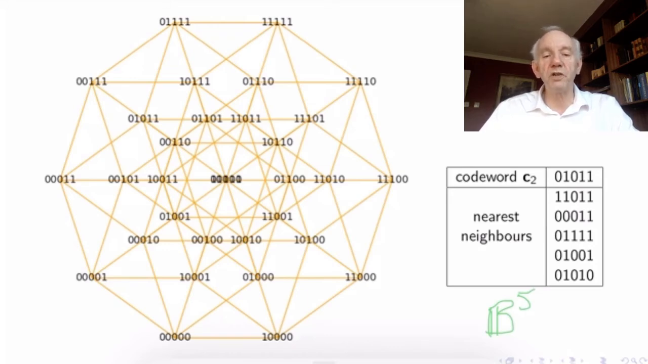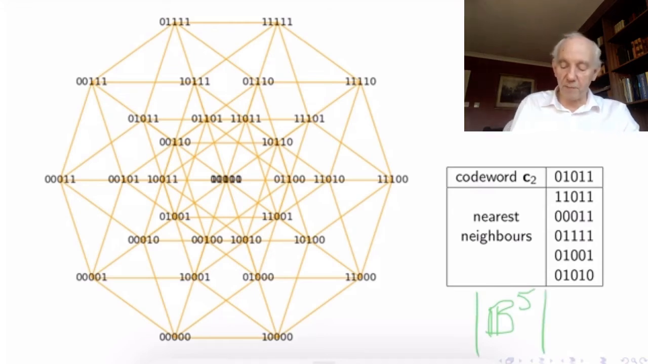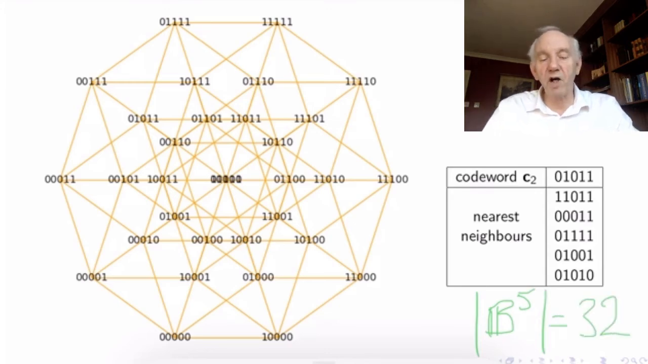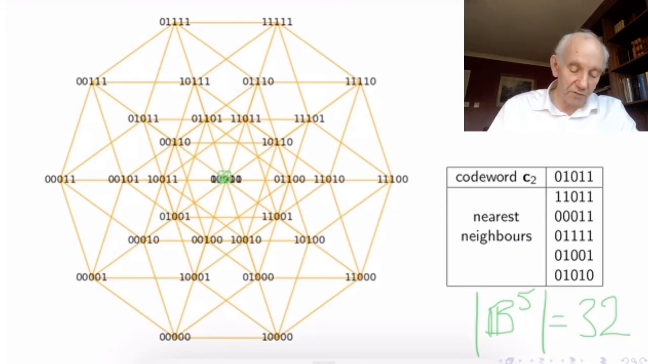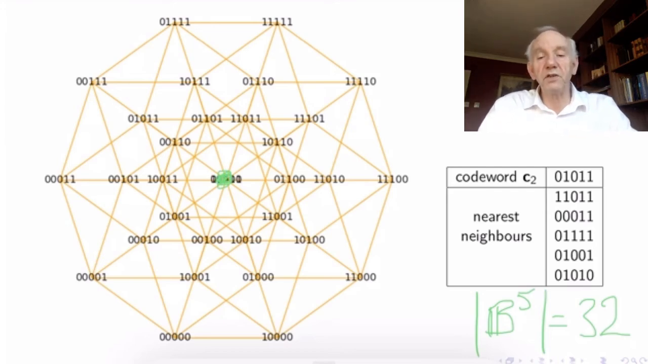So here I've written them as strings, and there are 32 of them. 2 to the 5 is 32. The size of B5, remember, is 2 to the 5, which is of course 32. And they're all written out here. You can find any combination of 0s and 1s you care to think up, except unfortunately there are 2 in the middle that actually coincide in this picture. This is simply a 5-dimensional hypercube. It's just a 5-dimensional version of the cube graph.